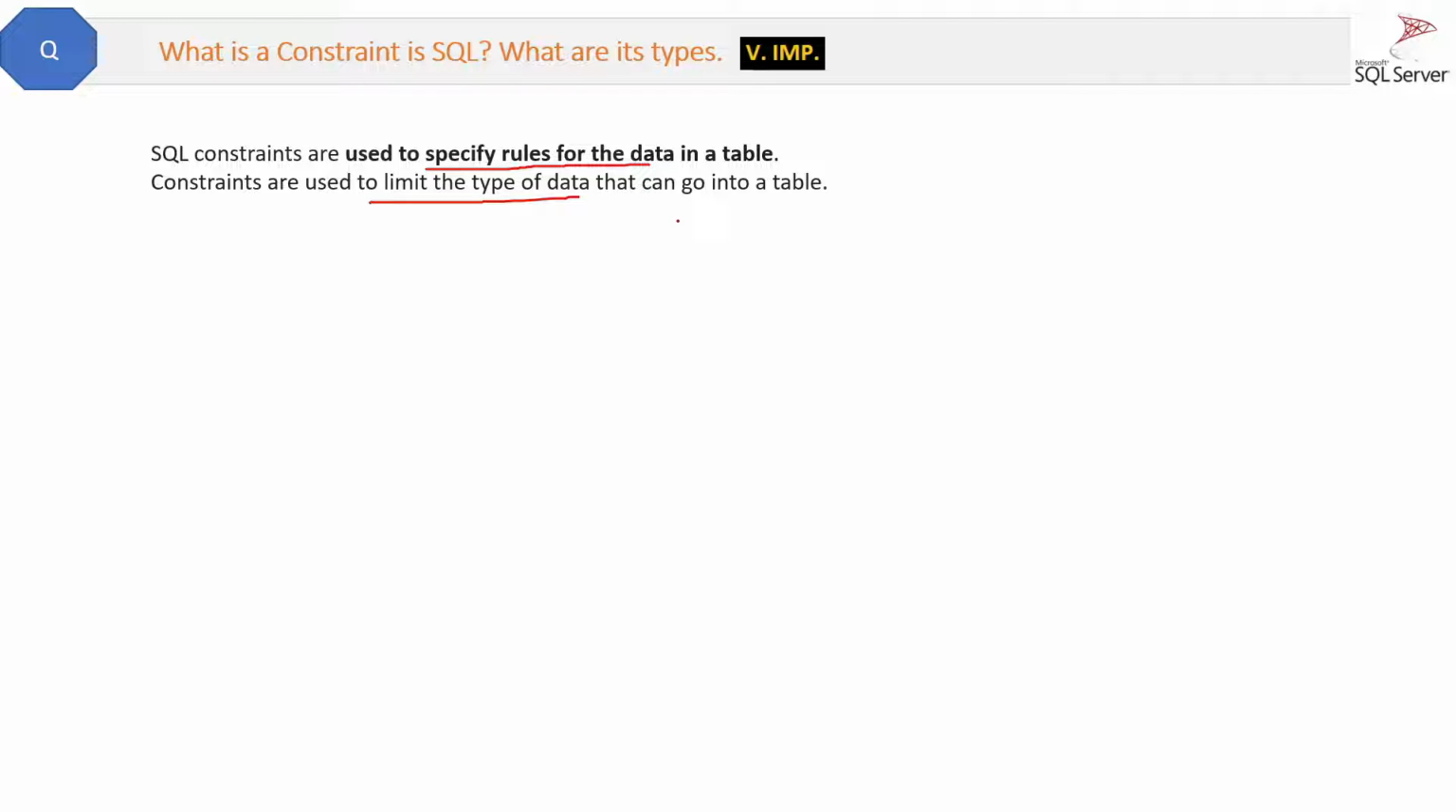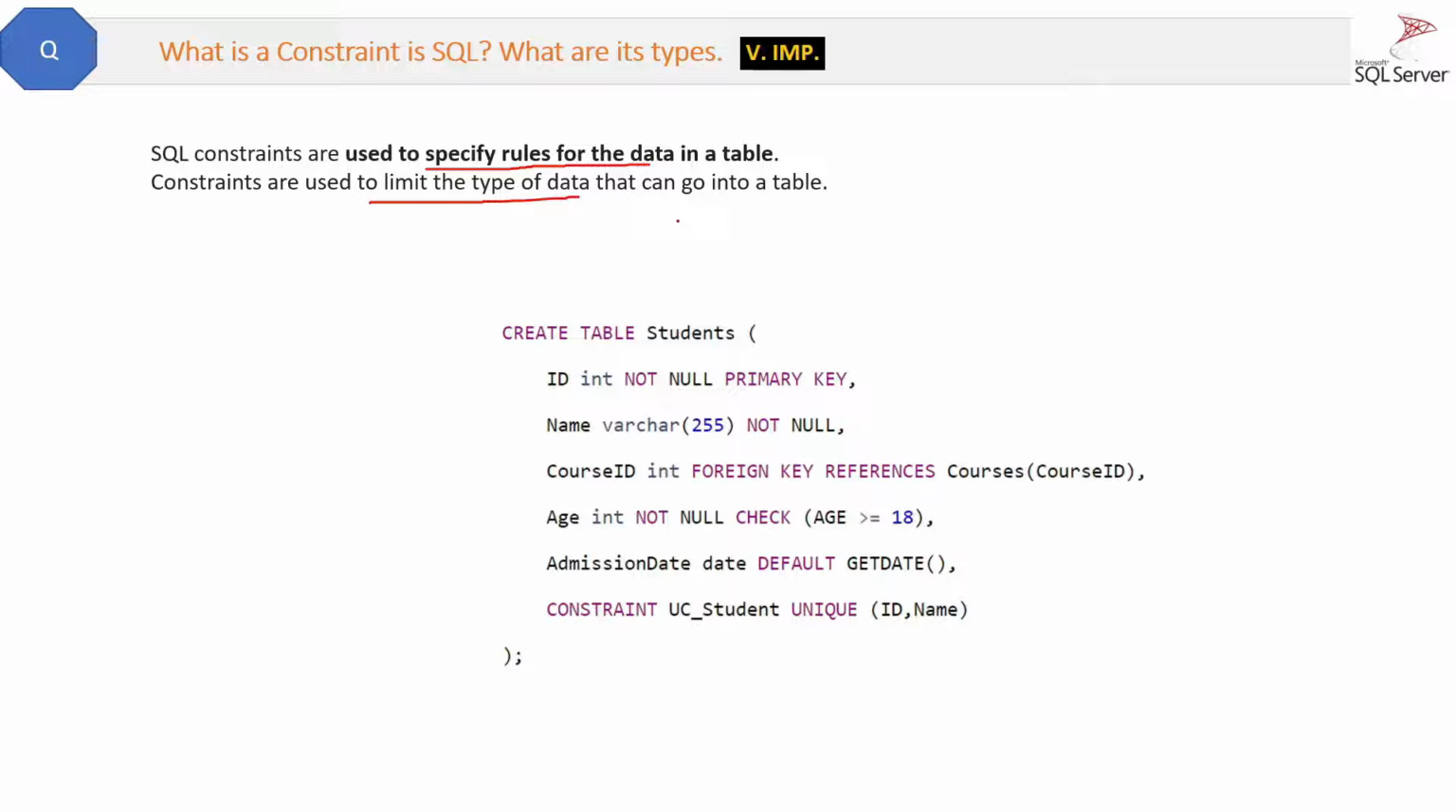Let's see the types of constraints. Here we are creating a student table and applying all the types of constraints in it. As I said, a constraint is applied on the data. What kind of data will be there in the table? What is the data type of that data? So this is the constraint. Let's check out the types of constraints.